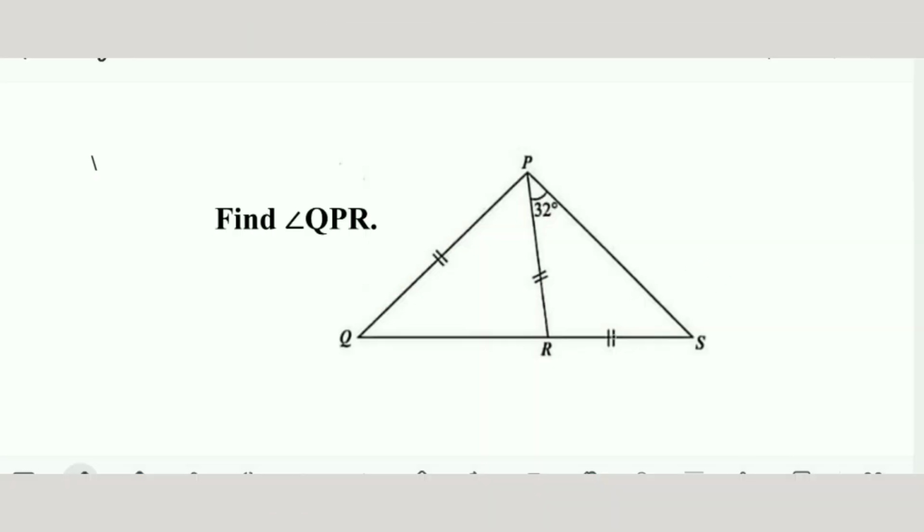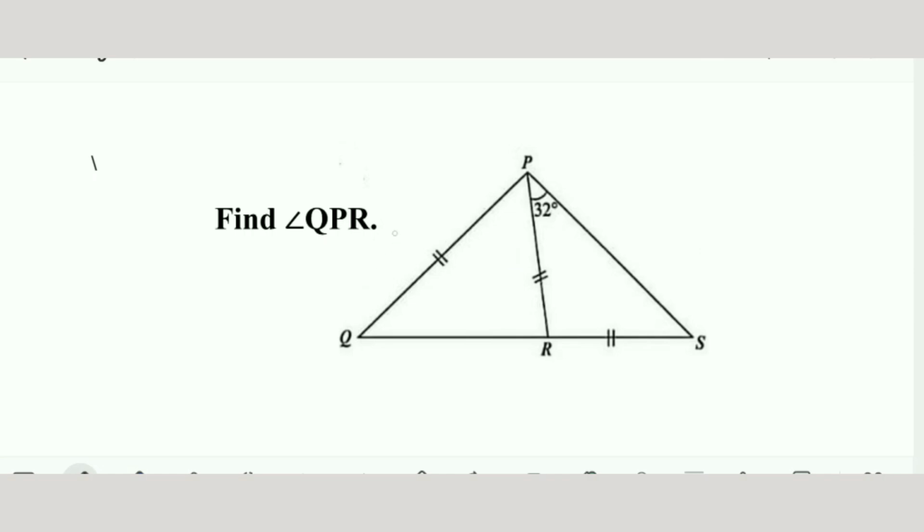Welcome back. In today's lesson, we are going to solve a geometric problem that requires the exterior angle theorem, the angle sum property of a triangle, and the base angle property of an isosceles triangle. So stay with me until the end. You're going to see how these three concepts work together to find this missing angle.